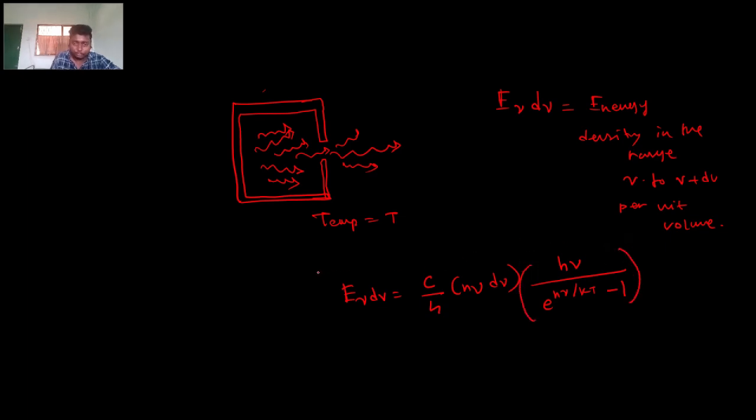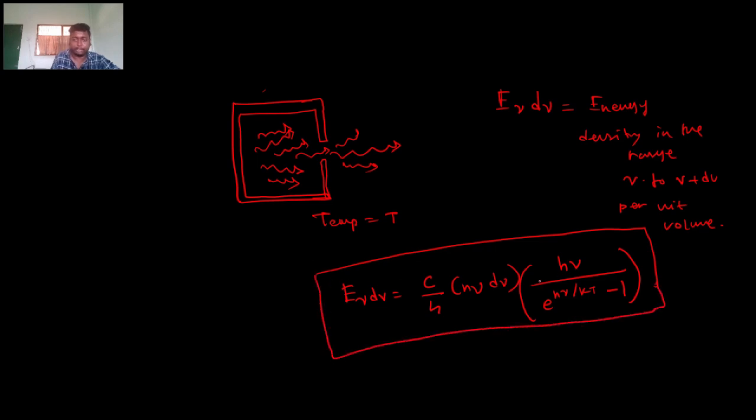Now, in this formula, there are three very important terms. First of all, this constant c by 4. There is a very beautiful mathematics behind how c by 4 came. This c by 4 term is actually a lot to this energy formula. This n nu d nu is also a result of rigorous mathematics.